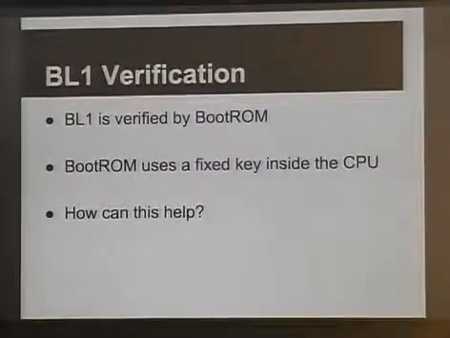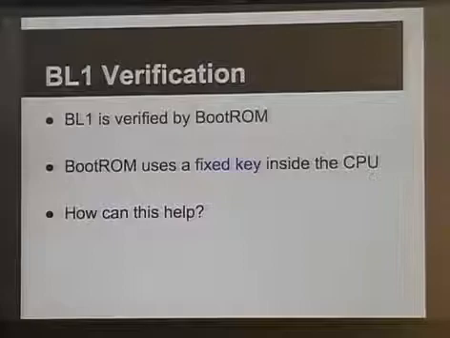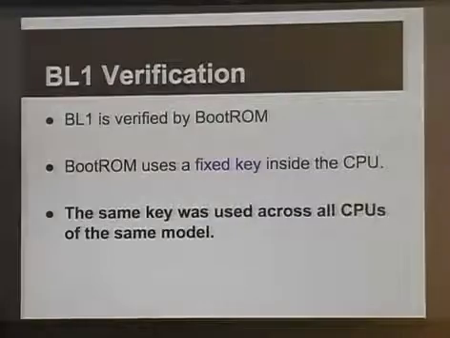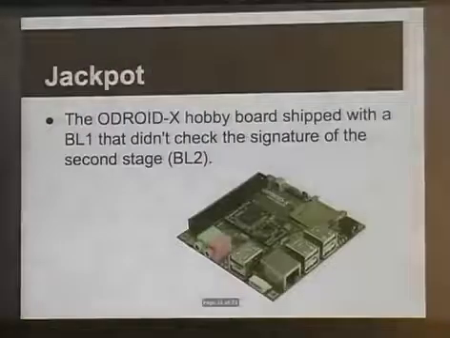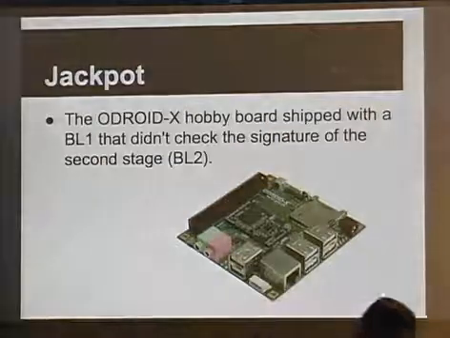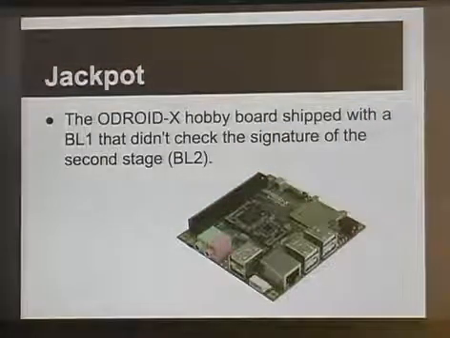To do that, we're going to first look at how the first stage bootloader is verified from the ROM. We find that the boot ROM actually uses a fixed key in part of its verification process, and we realize this can help us. After looking at a couple of devices, we realized the same key was used across all CPUs of the same model. So every Exynos 4 device used the same key in the CPU. How can that help us? It turns out we found this one hobby board, the Odroid X, that actually ships with a first stage bootloader that does not verify the signature of the second stage. So this is a pretty big hole.